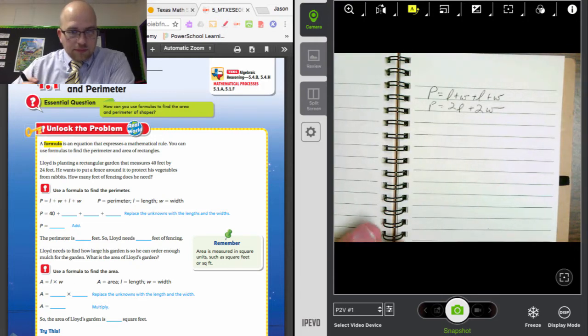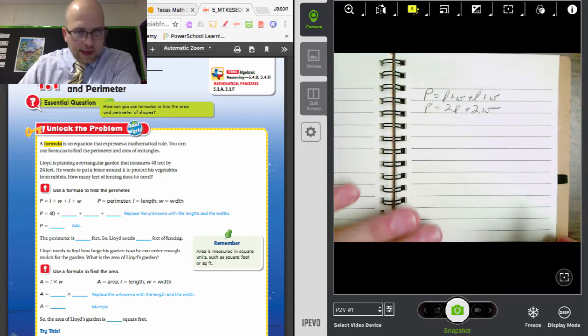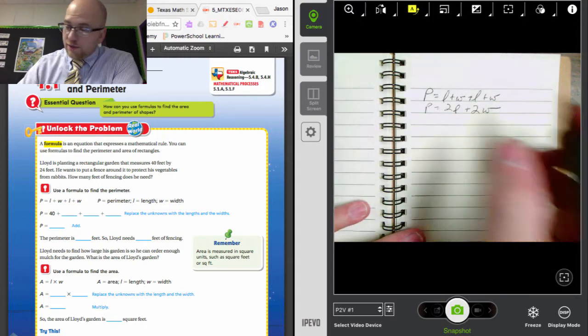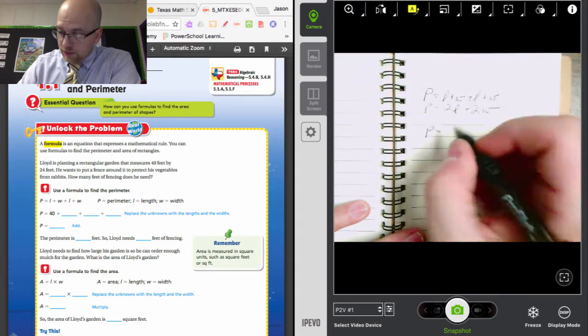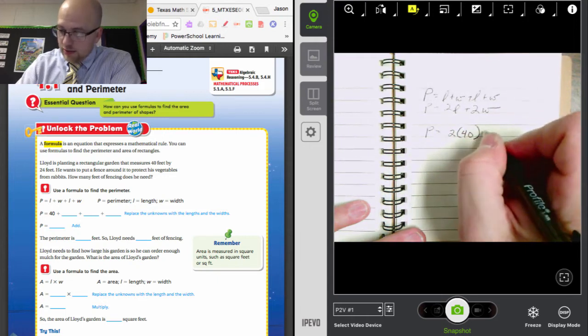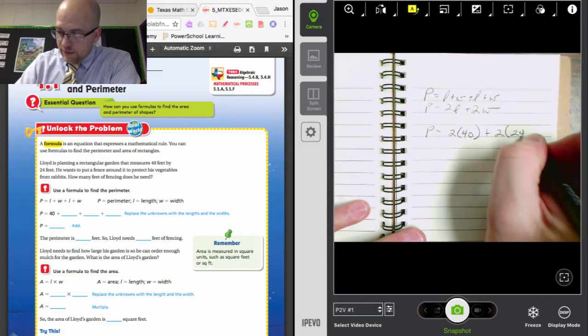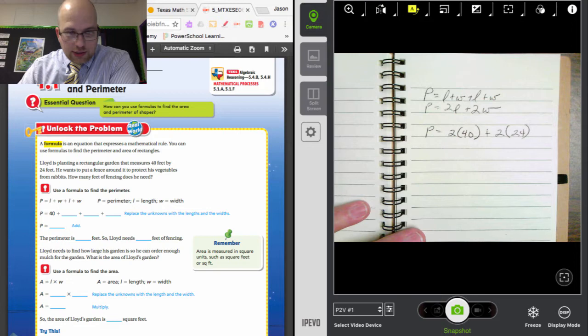So, what if I don't know all of the pieces? In this problem here, I have some of the pieces, but I don't have all of the pieces. Well, I have enough pieces to figure it out. So if I have a rectangular garden that measures 40 feet by 24 feet, so I know that P equals 2 times 40 plus 2 times 24. That's a good way to figure this out.